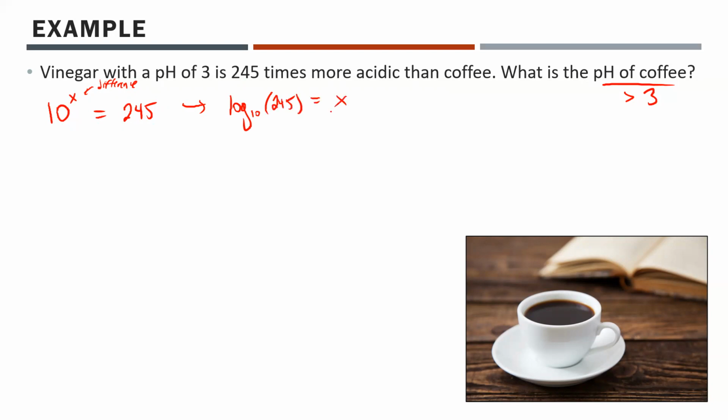Give me a second here. Log base 10 of 245. That's going to give me, I'll just round to 2 decimal places again, x equals 2.39. So 2.39. That's our difference.